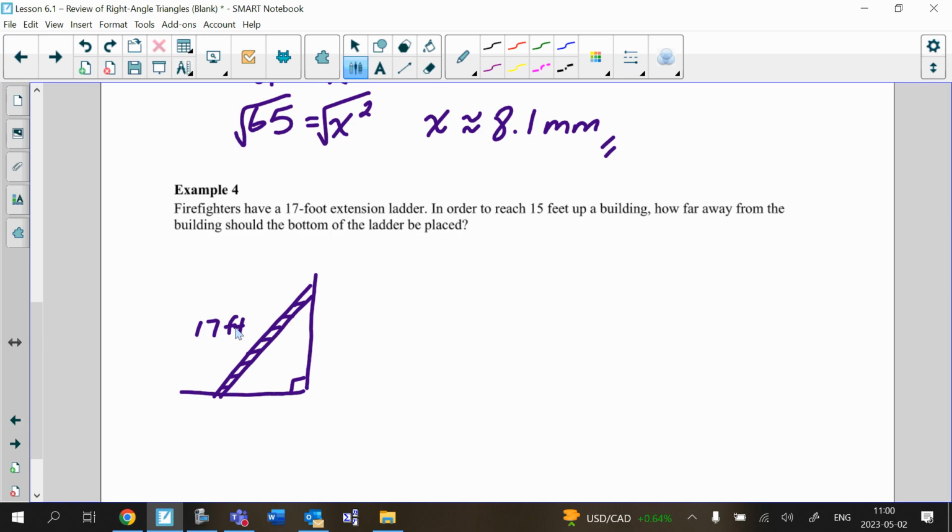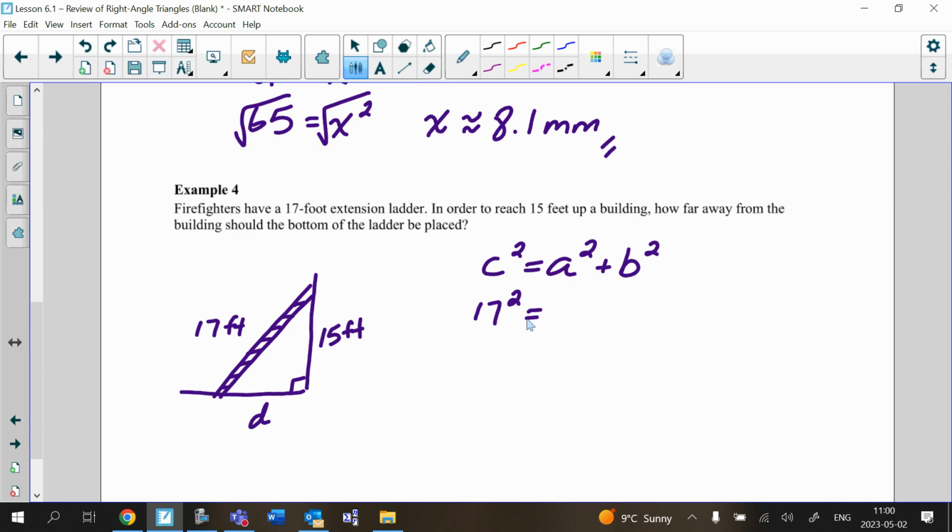So what am I trying to find here? A leg or a hypotenuse? A leg. So got to remember that when you plug in your numbers into the formula. The hypotenuse I know is 17. One of the legs I don't know, I've called it D squared. The other leg I know is 15, so I've got 15 squared. So it looks very similar to the previous example.